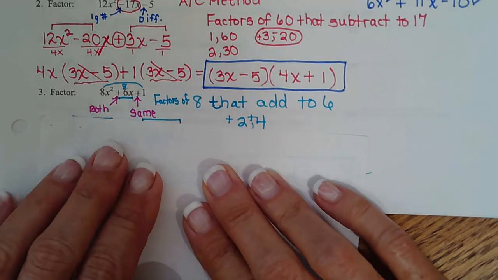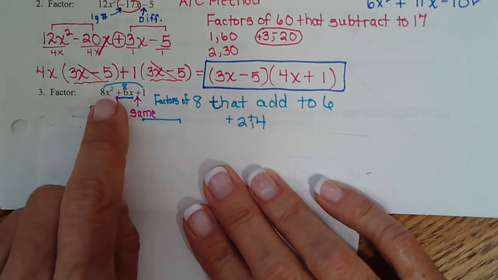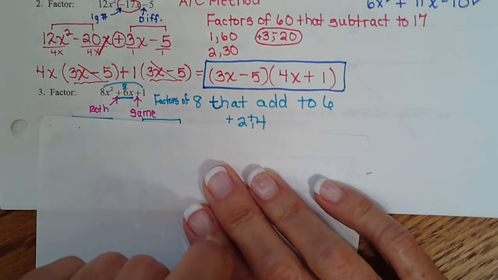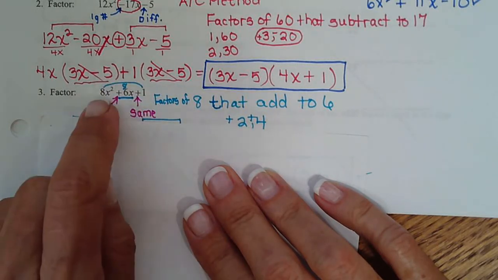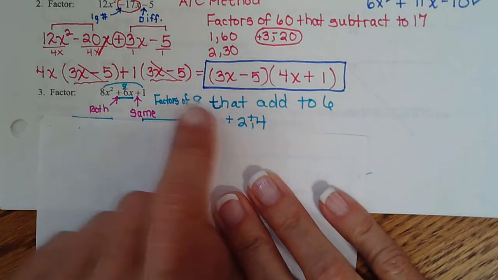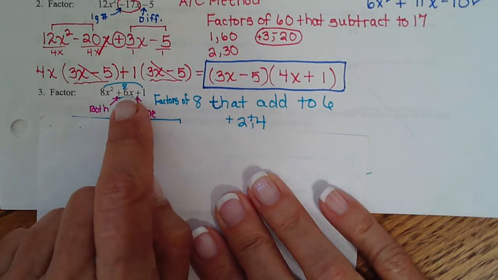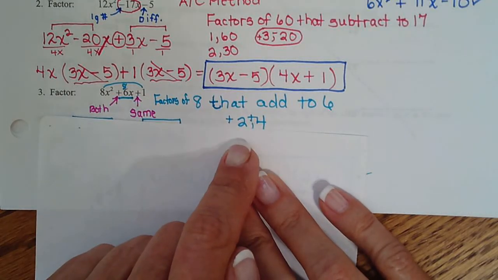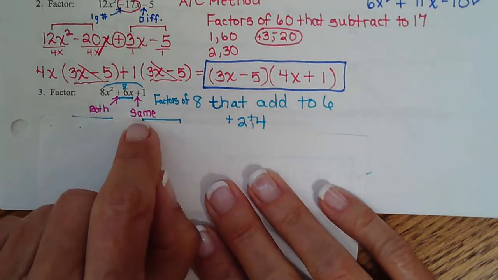At the end of the last video, we had just decided there was not a GCF in this, besides one. And so we did the AC method, 8 times 1, got 8. So we were looking for factors of 8, reading the problem backwards, that add to 6, and we had picked 2 and 4.